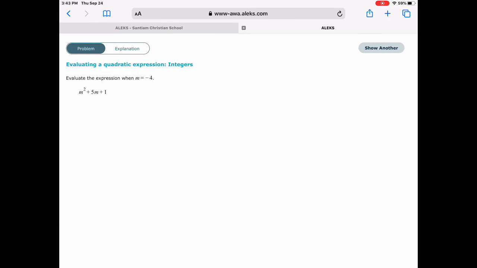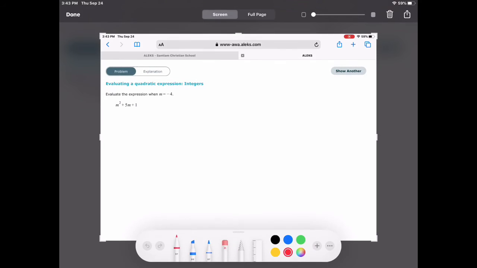Okay, here is exactly what I was looking for. So m is negative 4, and so I have m squared here. Let's put the negative 4 that we're plugging in parentheses, squared plus 5. Here's another m. I'm going to plug in that negative 4 plus 1.